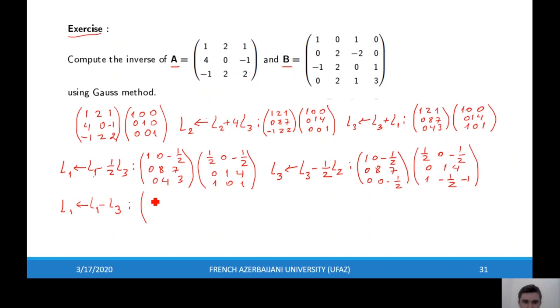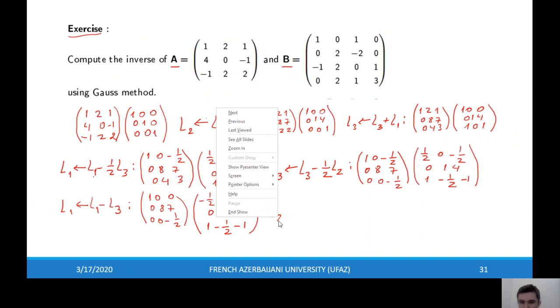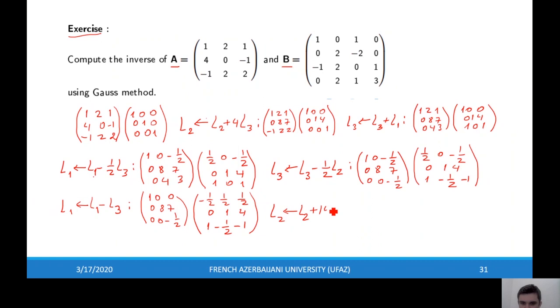One, zero, zero, zero, eight, seven, zero, zero, minus one over two, and minus one over two, one over two, one over two, zero, 1, 4, and 1, minus 1 over 2, minus 1. Instead of L2, we write L2 plus 14 L3. And the result will be 1, 0, 0, 0, 8, 0, 0, 0, minus 1 over 2, and minus 1 over 2, 1 over 2, 1 over 2, 14, minus 6, minus 10, 1, minus 1 over 2, and minus 1.